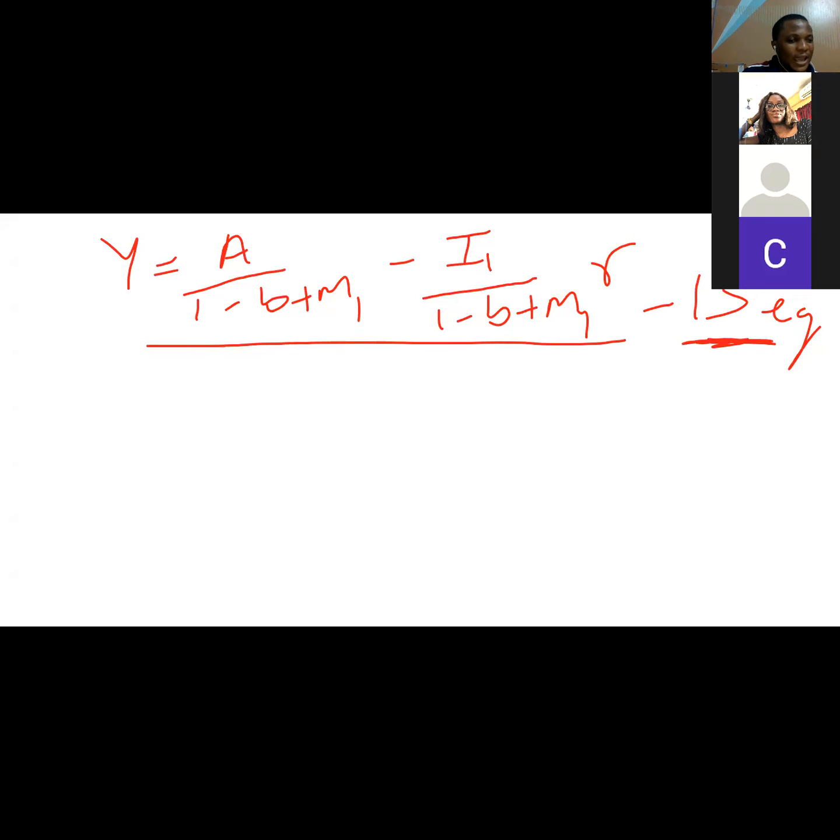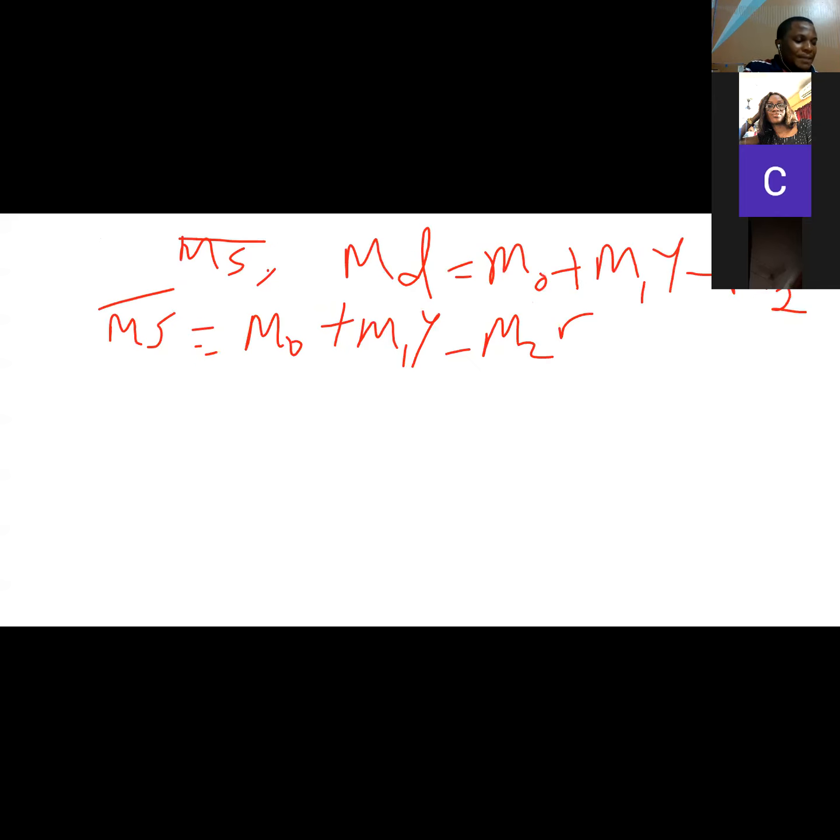So if the R is not determined within the commodity market, that means I need to determine R in the money market. And if I'm to determine R in the money market, what happens? I go to my money market, where money supply equals money demand, and I will make R the subject of the formula because I want to determine the interest rate.